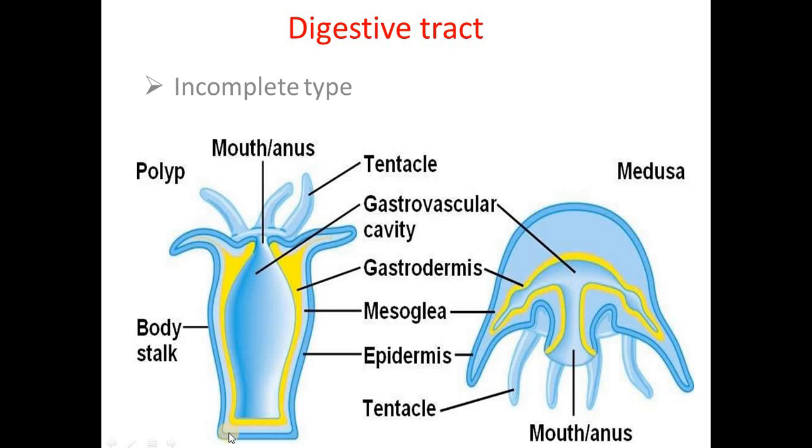And this is the part with the help of which it attaches to the substratum, and this is the gastrovascular cavity. Food particles are engulfed through the opening and enter the gastrovascular cavity where digestion occurs, after which the waste material comes out through the same opening, which acts as both the mouth and the anus.